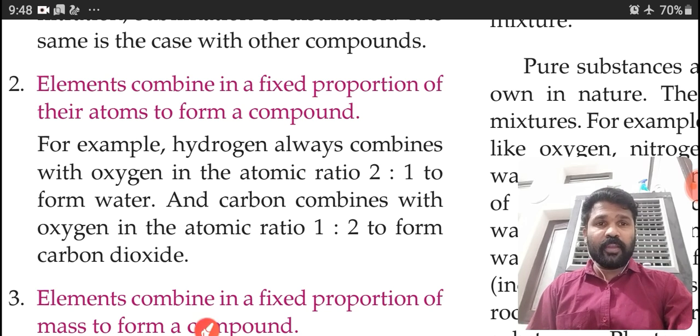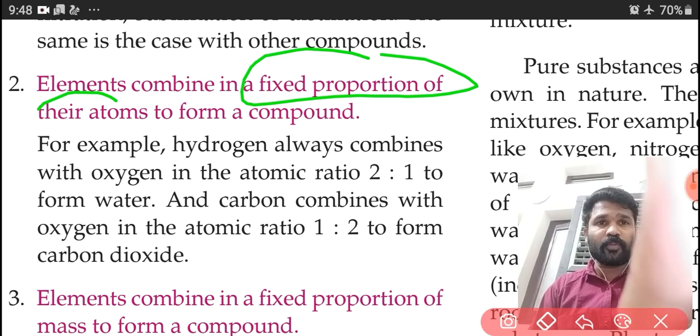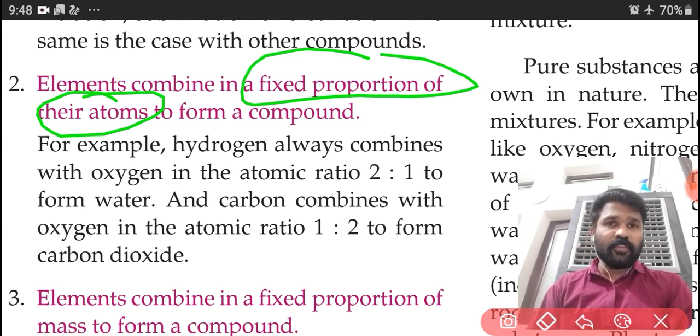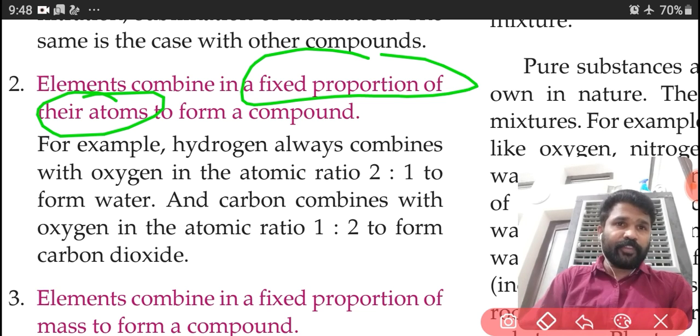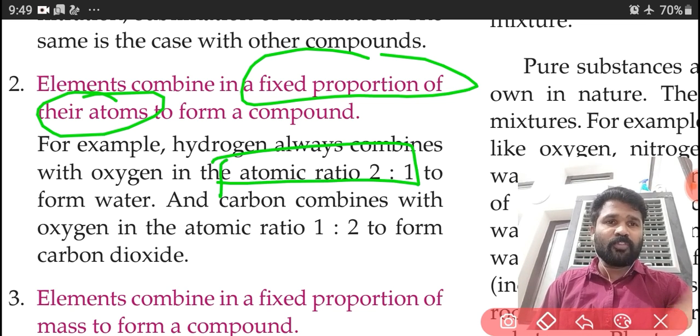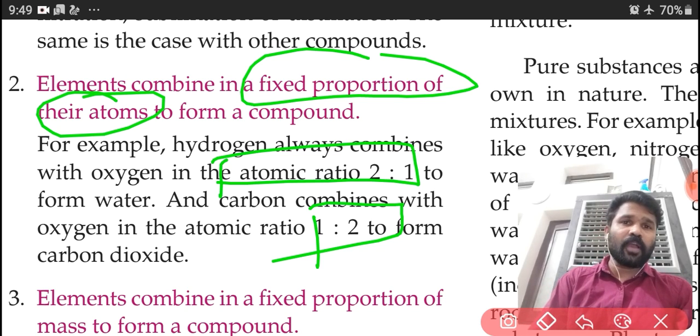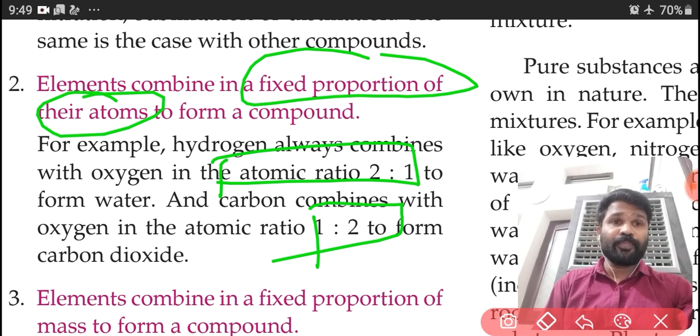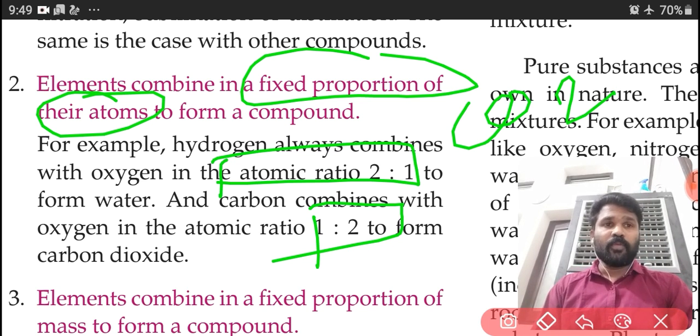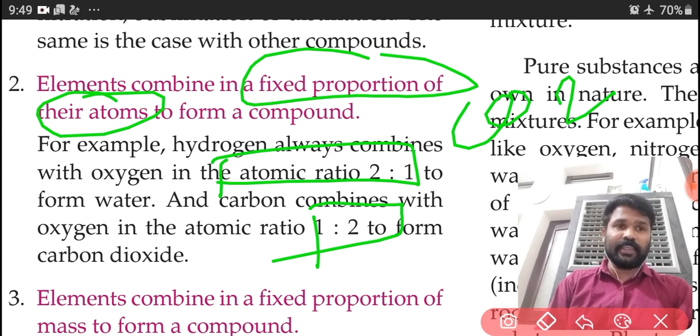Elements combine in a fixed proportion of their atoms. Example, the atomic ratio in water is 2:1. Clear? And the atomic ratio in carbon dioxide is 1:2. Carbon combines with oxygen in the atomic ratio 1:2 to form carbon dioxide, CO2. One carbon atom and two atoms of oxygen.